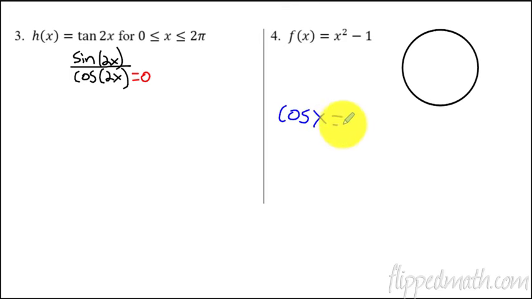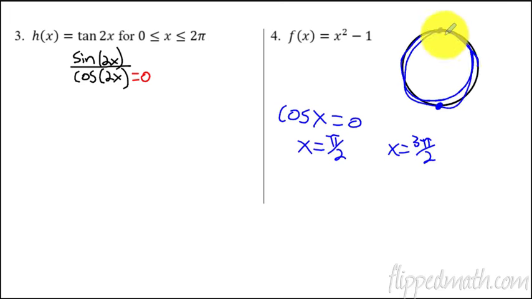So when does cosine of x equal 0? That happens at the top of the unit circle and at the bottom of the unit circle. And some of you may use special right triangles. I like using the unit circle to help me remember. So cosine is equal to 0 at the very top and the very bottom. So what angle is that? That happens when the angle equals pi over 2, and it happens when x equals 3 pi over 2. Okay, and then we could keep going. So it goes around in a circle forever and ever.